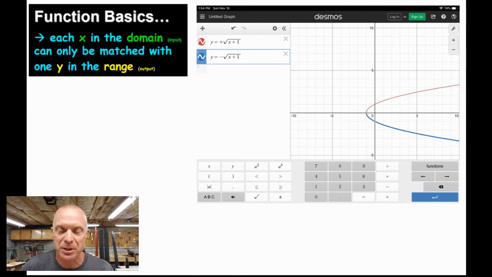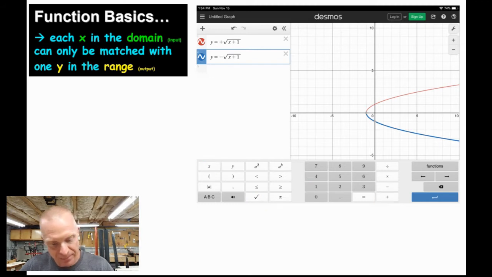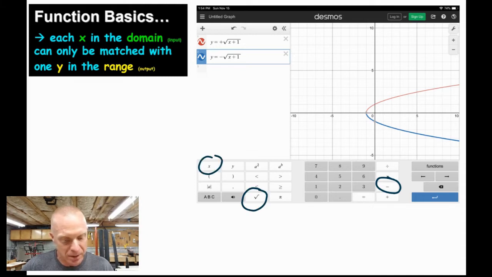That's because I have a plus square root and a minus square root. But the good thing with Desmos is I can just type it in as it shows. I can select the plus sign over here, select the square root sign, and then we'll just type in x plus 1. And then I'll select the negative sign, which is this minus sign over here, the square root, and then again I'll type in x plus 1.